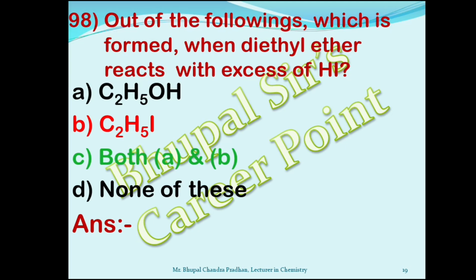Whenever ether reacts with HI, it will give us alcohol and alkyl iodide. But if this reaction is carried out with excess of HI, then 2 molecules of HI are added, and we will get alkyl iodide on both sides and a water molecule is eliminated. As here diethyl ether is taken and it reacts with excess of HI, it will give us 2 molecules of ethyl iodide and a water molecule. So option B, that is ethyl iodide, is the correct answer. Thanks for the students who have given option B as their answer in the live chat.